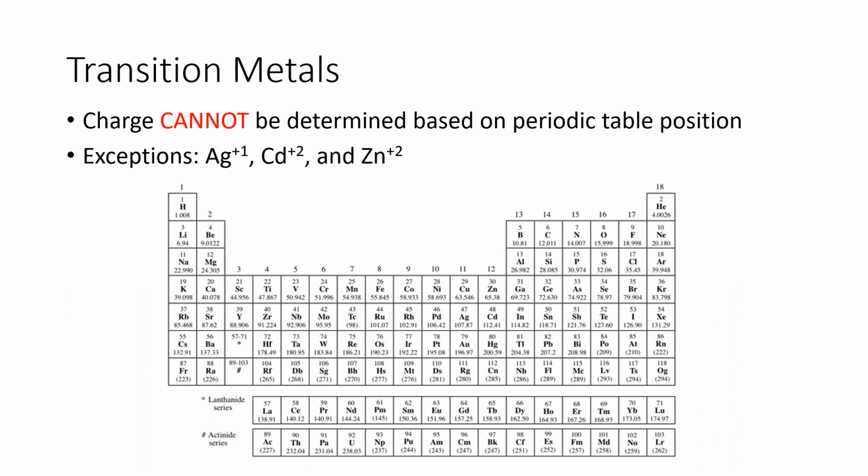Your exceptions that only have one possible charge, make sure that you know these always. You have silver, Ag, with a positive 1 charge, cadmium, Cd, with a positive 2 charge, and zinc, Zn, also with a positive 2 charge.